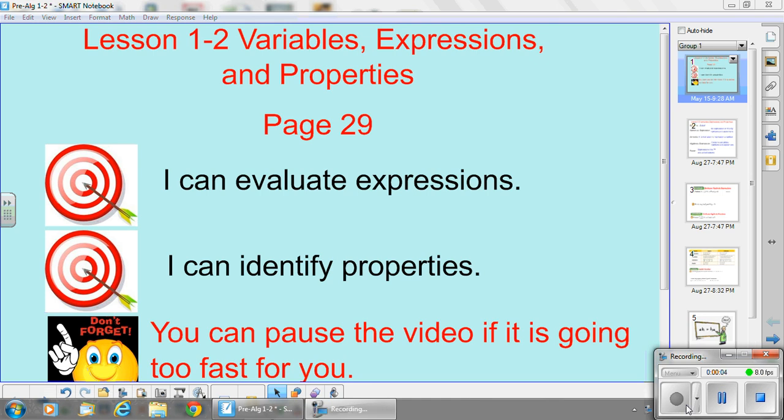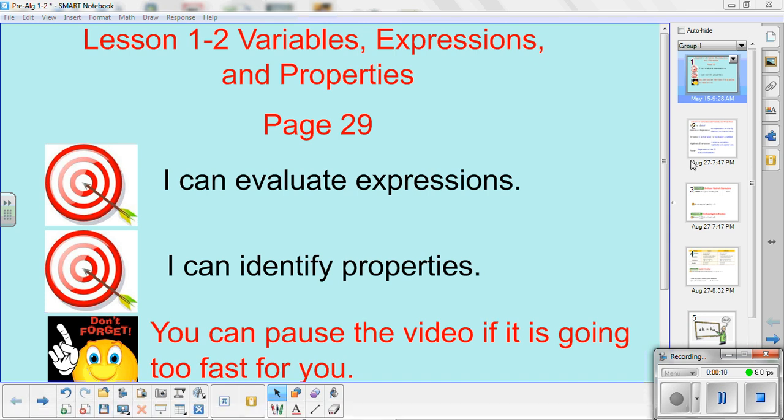In Lesson 1-2, Variables, Expressions, and Properties, you will evaluate expressions and identify properties. Don't forget, you can always pause the video if it's going too fast for you.